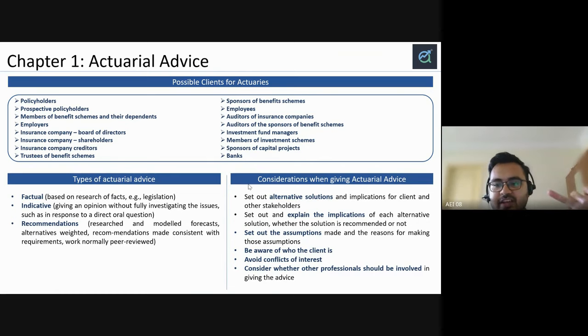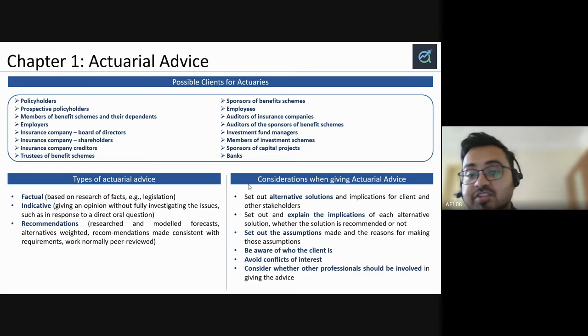But factual and indicative, these are two easier ones to crack. And then there is recommendation. I haven't really seen a lot of direct questions come from over here, but using them as a part of your answer can obviously strengthen the integrity of your answers. For example, this kind of recommendation can be provided, some indicative thing can be done, and then the actuary can do some factual research and come back to it. That kind of thing, right?